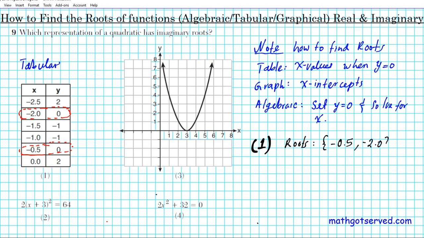Are these real or imaginary? Since there are no i's attached to them, they're real. Okay? Imaginary numbers always have an i component. So these are real.